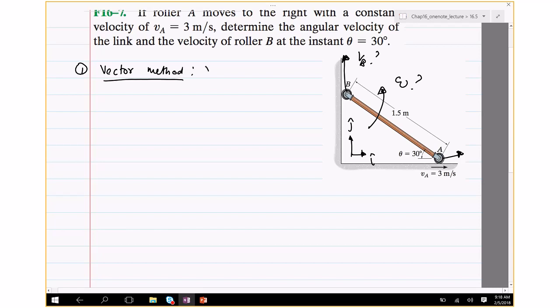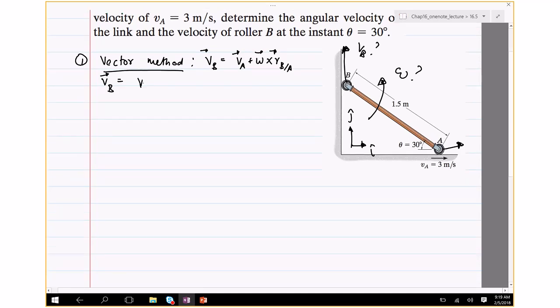Okay, I'm trying to write the velocity of B is the velocity of A plus omega cross R_B with respect to A, as vectors. So velocity of B, well, I assumed it to be upward, so it's going to be the magnitude of velocity, which is V_B, and we know that it can only go up and down because it's a roller. Velocity of A, we're given that it's 3 meters per second to the right, so that's 3i.